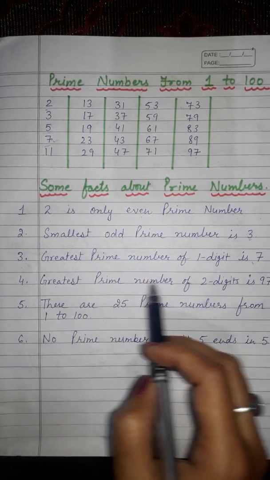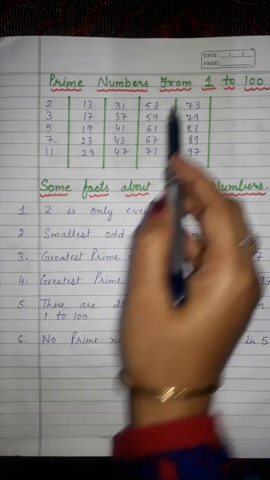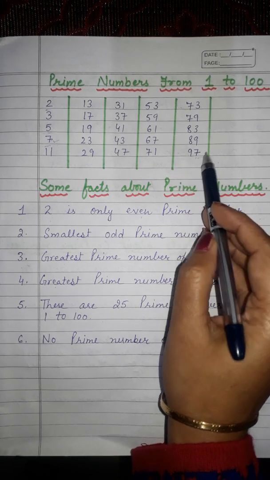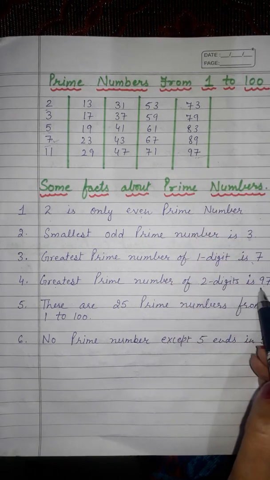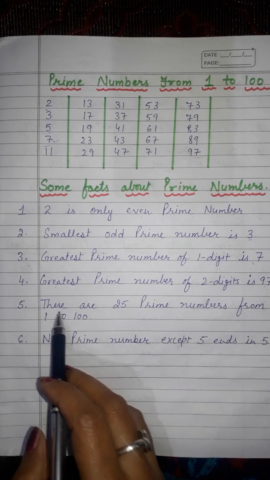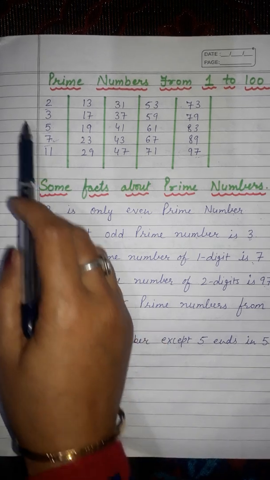And the greatest prime number of 2 digits is 97. From 11 to 97, here I have written the prime numbers, and the greatest one is 97. So 97 is the greatest prime number of 2 digits. And again, there are 25 prime numbers from 1 to 100.